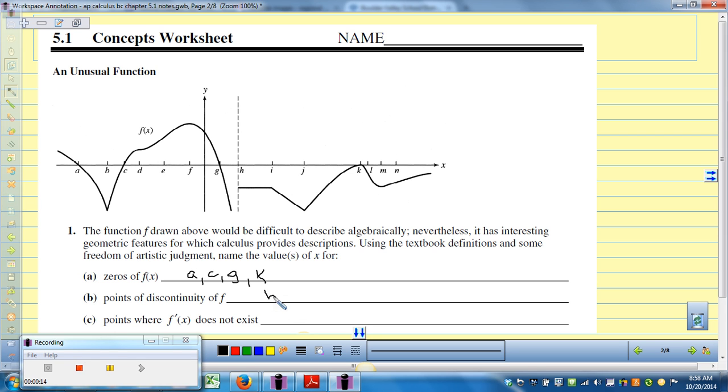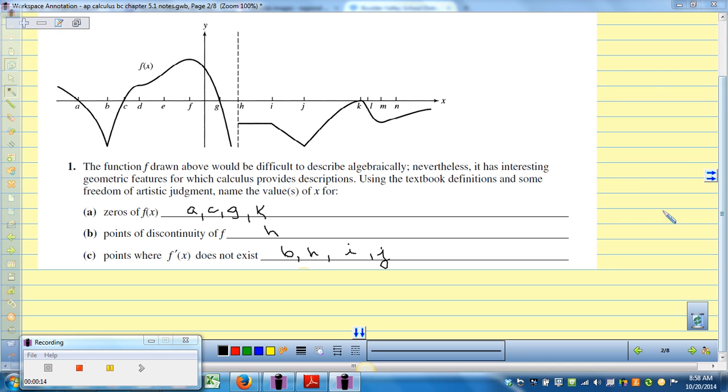So James, what did you get for this one? I said B as in boy. Yep. A looks good. I and J. I and J. Yes. So we have a cusp, we have an asymptotic discontinuity, or an infinite discontinuity, and then we have a sharp turn and a sharp turn. So that looks good to me.